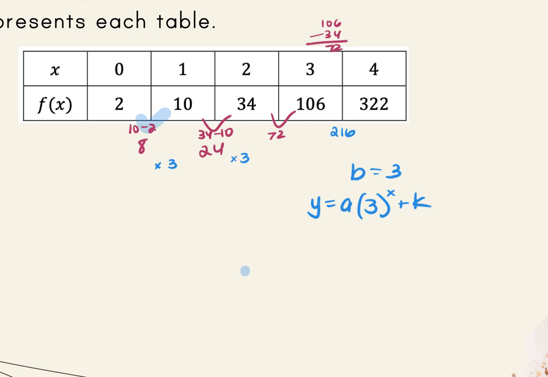And I'm going to pick 2 coordinate points, (0, 2) and (1, 10). Again, you could pick anything you want. I just tend to pick the smaller ones. So y is 2 when x is 0: a times 3 raised to 0 plus k. And again, 3 to the 0 is 1, so 2 equals a plus k.